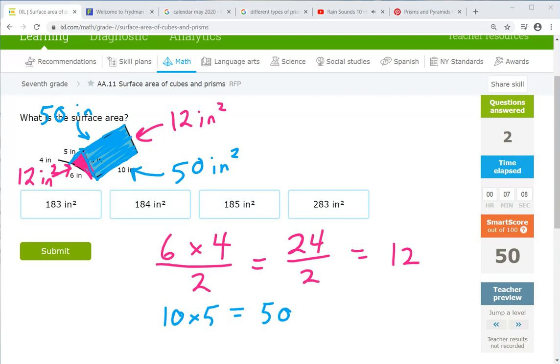Now you have to be careful because there's also a rectangle on the bottom, and the rectangle on the bottom here would not be 50 square inches. The rectangle on the bottom, it is going to be 10 inches long, but it's going to be 6 inches wide. So for the rectangle on the bottom, we have 6 times 10, or 10 times 6, either way, which is 60 square inches. Square inches because this was inches and this was inches, so if you multiply inches by inches, you get square inches.